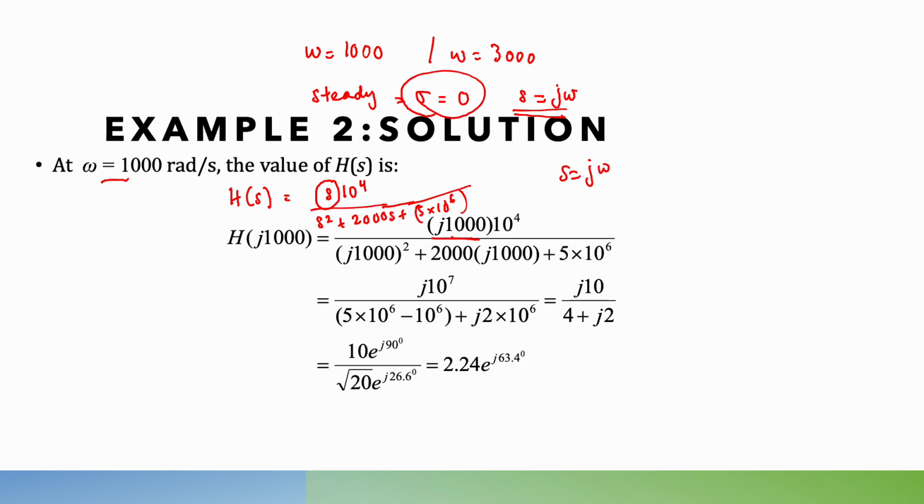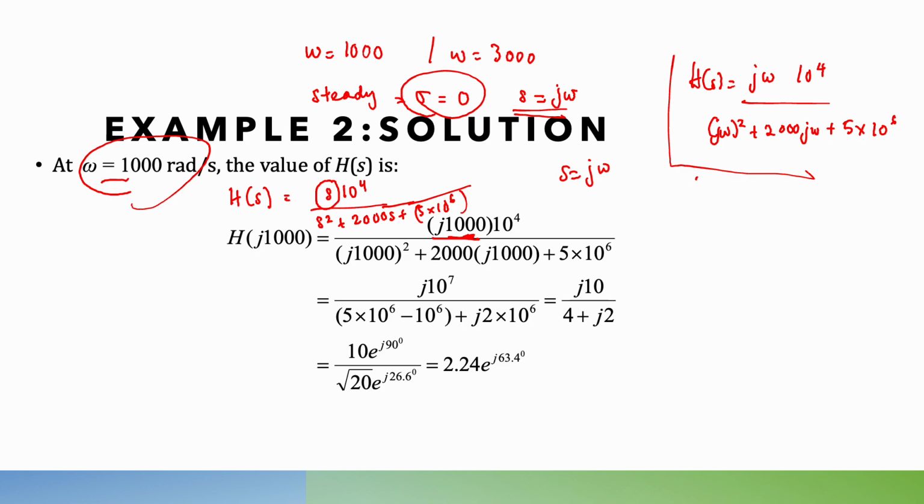So we replace, and H now equals j omega times 10 to the power of 4, divided by (j omega) cubed plus 2000 j omega plus 5 times 10 to the power of 6. Since the value of omega has been given to us, which is 1000, we just substitute it into this equation. We solve this and we will get 10j over 4 plus j2.